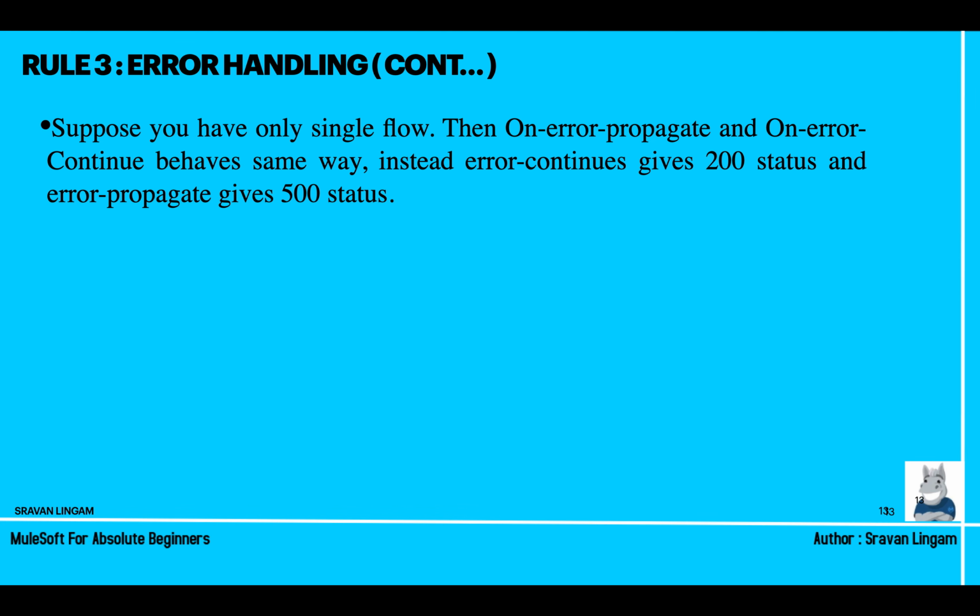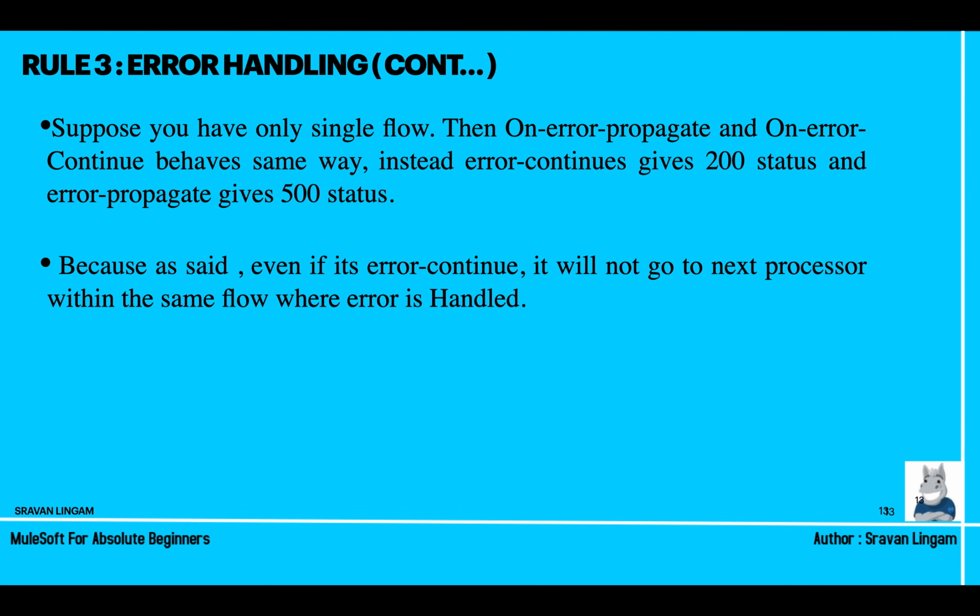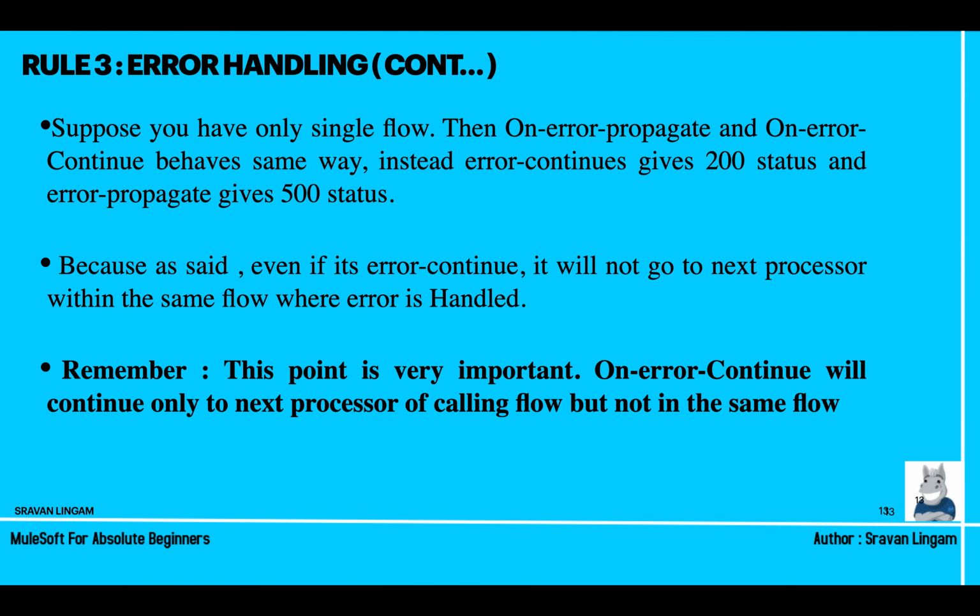Remember, the name on error continue itself says on error and continue. That means you know that there is an error, but you still want to continue and give a success response. Because as I said, even if it's on error continue, it will not go to the next processor within the same flow when the error is handled. Remember, this point is really important. On error continue will continue only to the next processor of the calling flow, but not on the same flow.